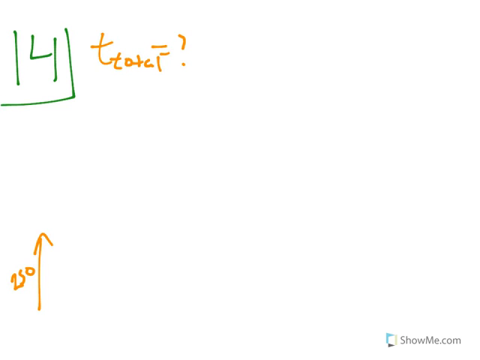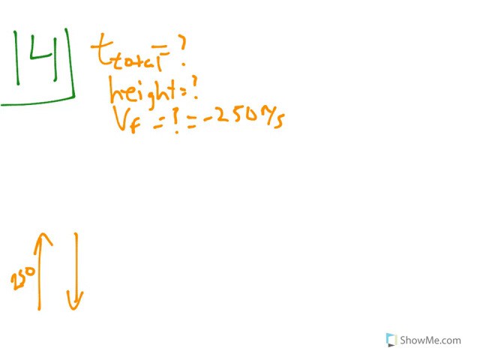It wants to know the height. How tall is it? How high did it go? It wants to know VF at the bottom. Well, we can go ahead and answer the VF at the bottom. That's negative 250 meters per second, because if it shot up at 250 meters per second, it has to hit at 250 meters per second. Okay? And it's negative because it's going down.